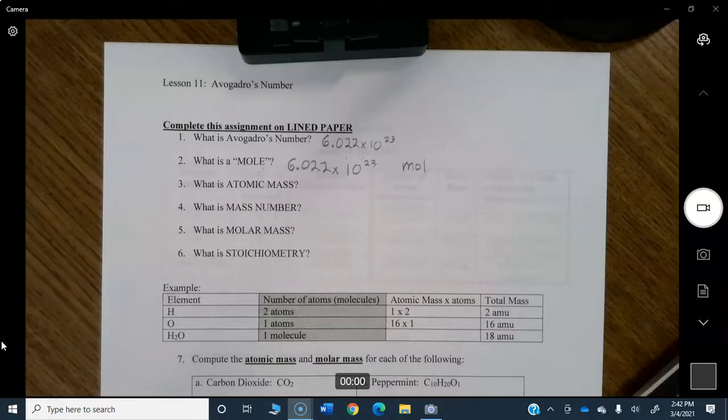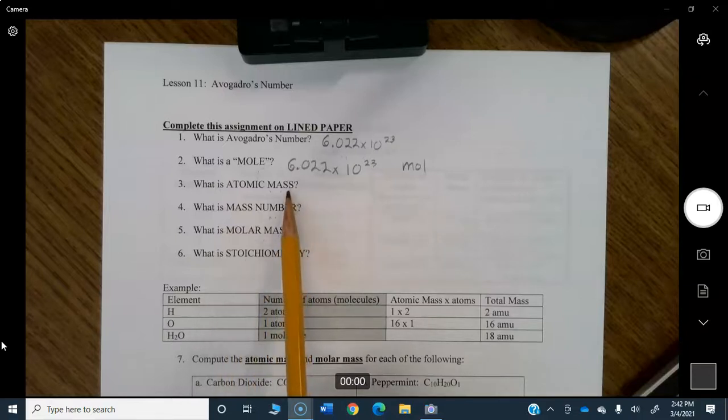Carbon-13 is a carbon atom that has 6 protons and 7 neutrons, so that's 13. And then if you take all the different isotopes of carbon and you average their masses, you'll get the atomic mass. So the mass number is the mass of a specific isotope. What is molar mass? So molar mass is the mass of a mole of atoms or molecules.